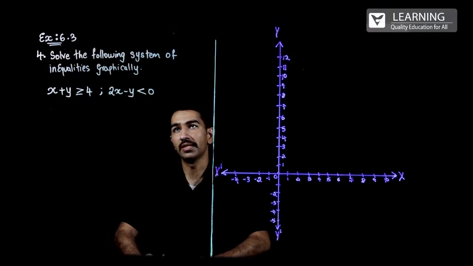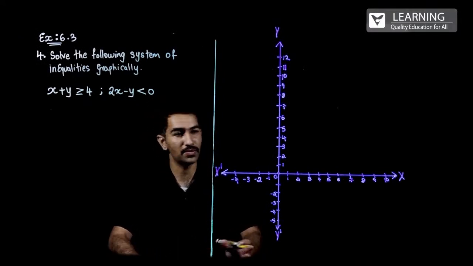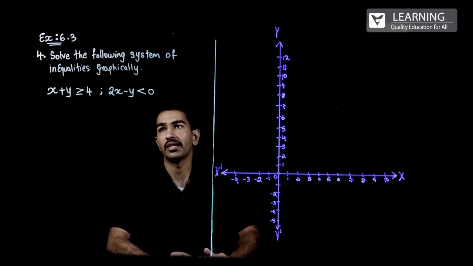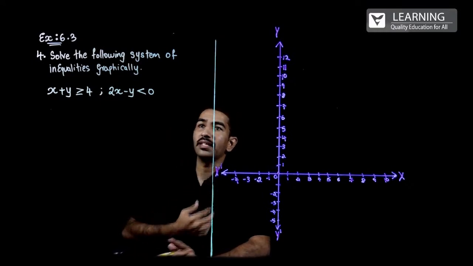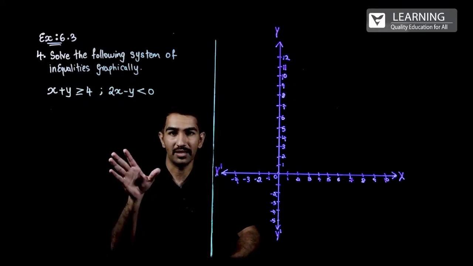Number 4. Solve the following system of inequalities graphically. So again we have to solve the inequalities with the help of a graph. Here they have given two inequalities. X plus y is greater than or equal to 4, and another inequality is 2x minus y is less than 0. So students, we have to solve it graphically, right?